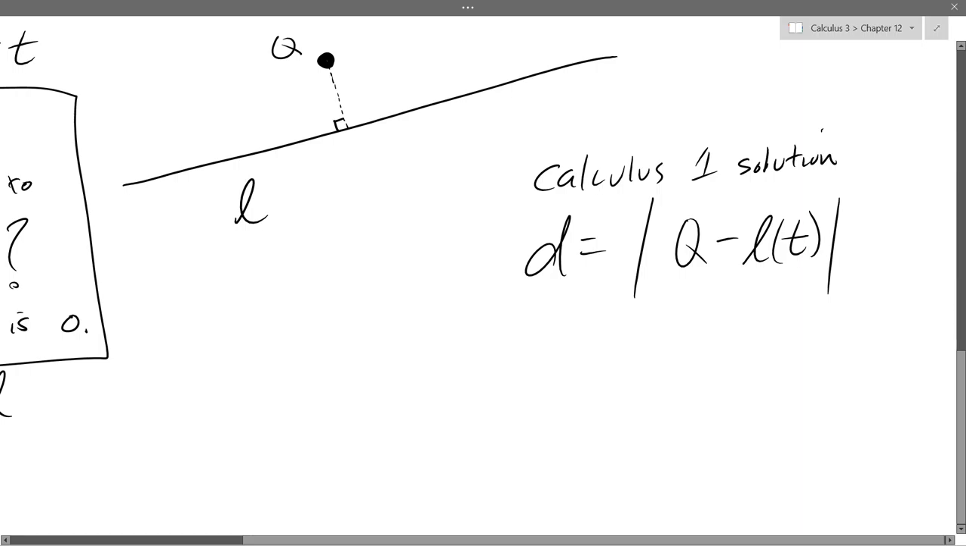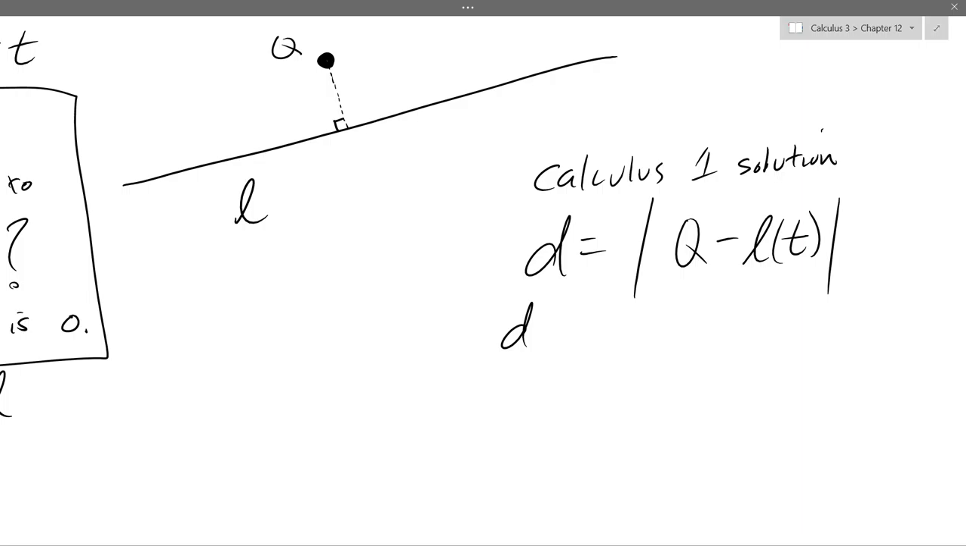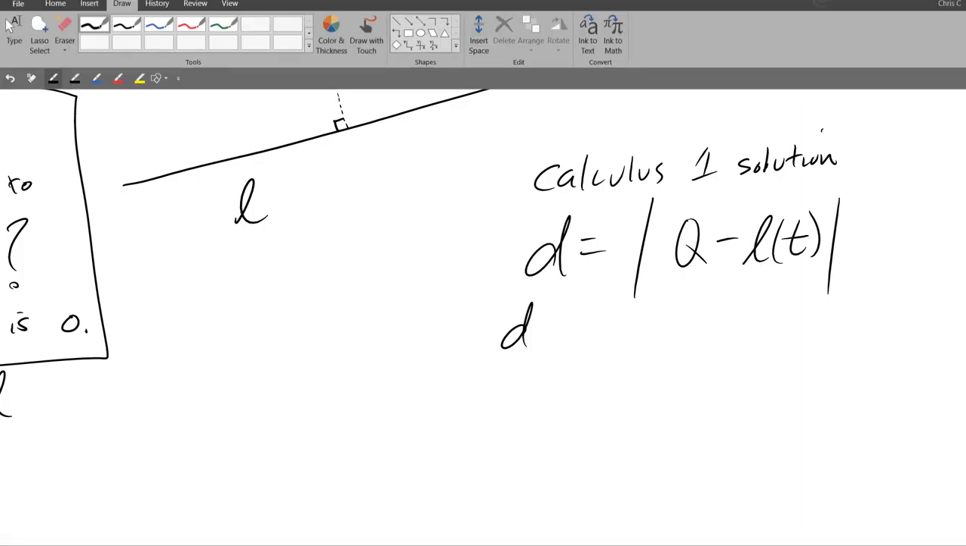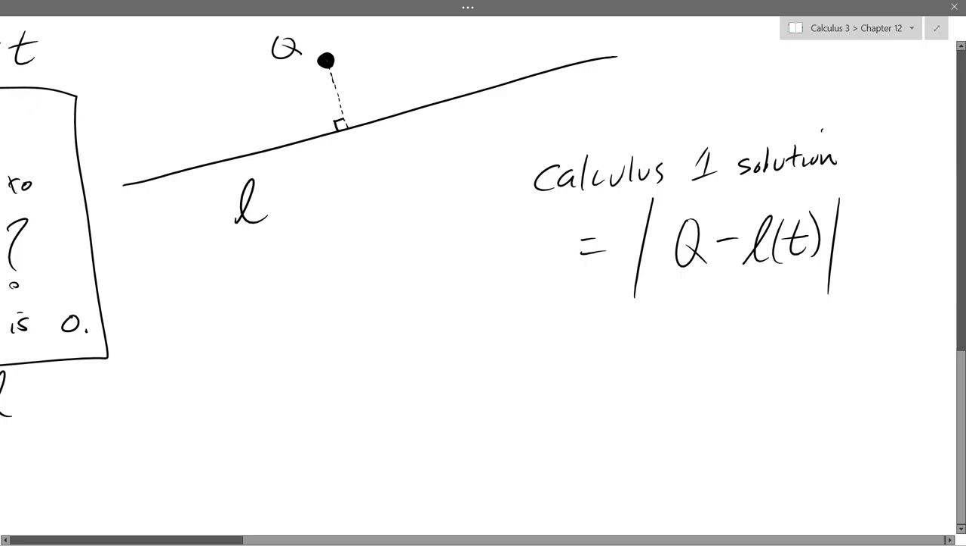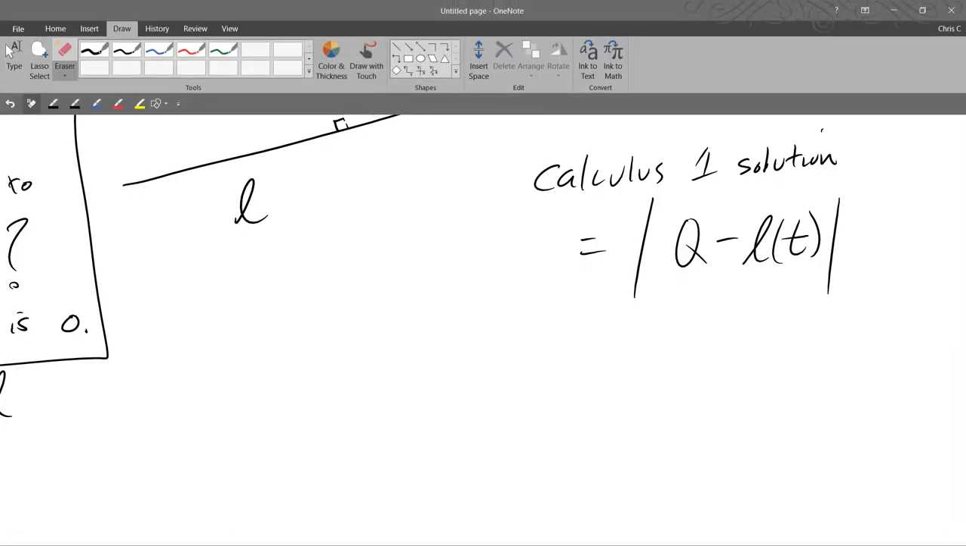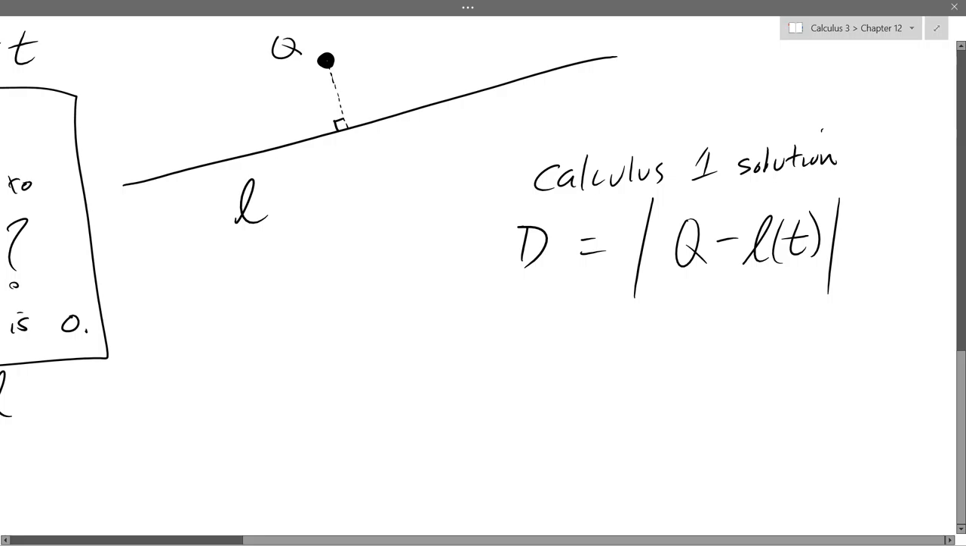How do you minimize the value of a function? Take the derivative, set it equal to zero. That gives you critical points. In this case, the critical point will be the minimum. I want to write d dt. It'll look like d dt, and the d's will mean different things. Let's go capital D. How about that? That'll fix it.